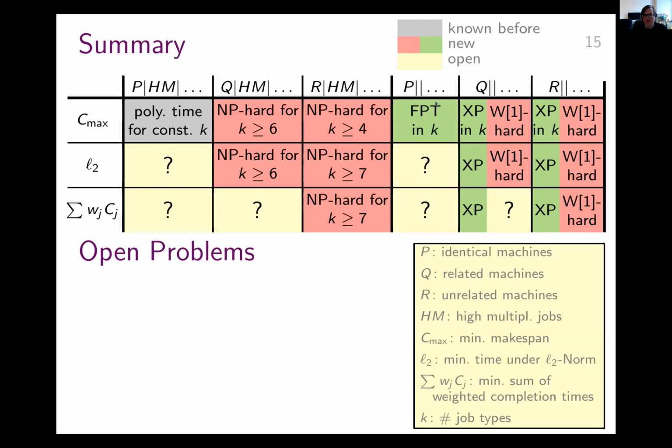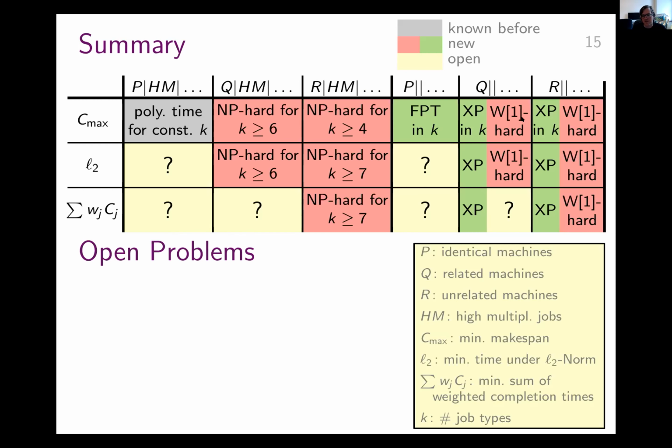Okay, what about here? So this other half of the table is the non-high multiplicity versions, right? So for identical machines, we have FPT. Again, nothing is known here. And we have XP results when at least one of the numbers is given in unary. So either the job lengths are given in unary or the job multiplicities are given in unary, then the problem is XP. We have some dynamic programming or turbocharged dynamic programming algorithms.